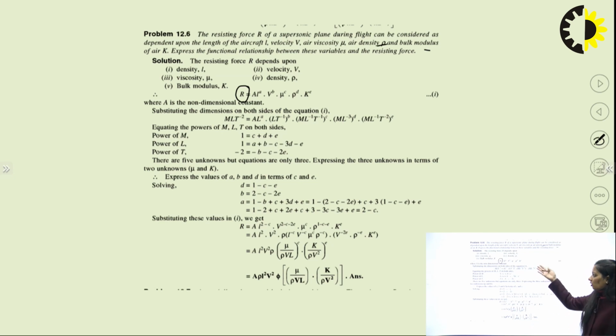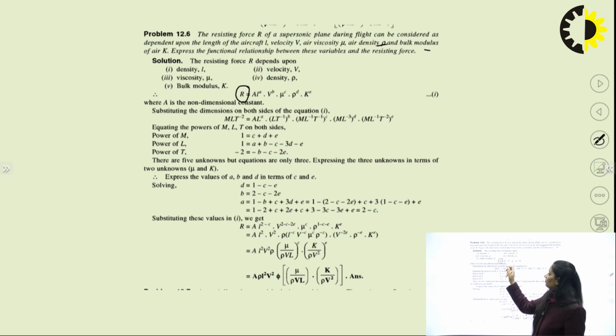Okay. Next, the steps will be the same as we have discussed in the previous questions. We need to just write the dimensions for the particular quantities, and we need to equate the powers of M, L, and T. In this question also, for resisting force, we have written the dimension M L T to the power minus 2, L to the power A, and V, L T to the power minus 1, to the power B. And this is what your mu, rho, and K.